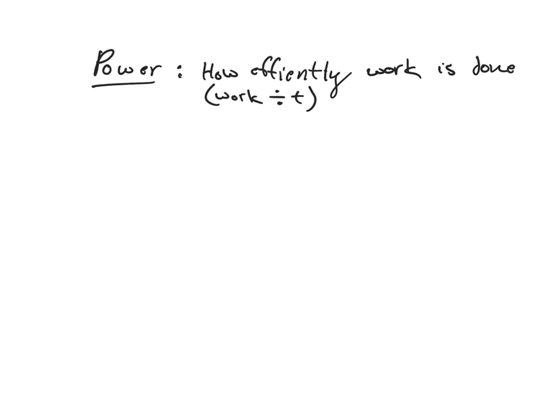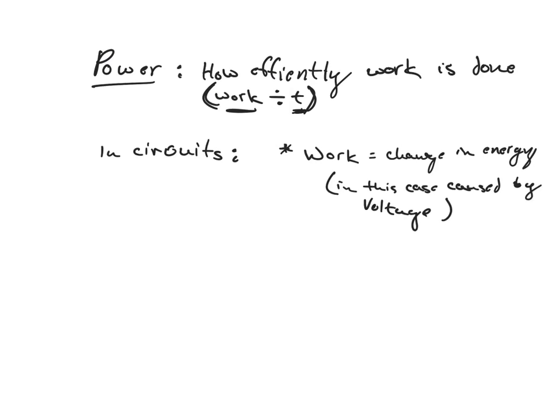Now we need to discuss the last main term, power, or how efficiently work is done. And this is defined as the amount of work done divided by the amount of time it takes to do that work. In circuits, this is obviously no different, but a couple of things I want to point out. First of all, remember that the definition of work is the change in energy. And in this case, it's caused by the difference in electric potential, or voltage.